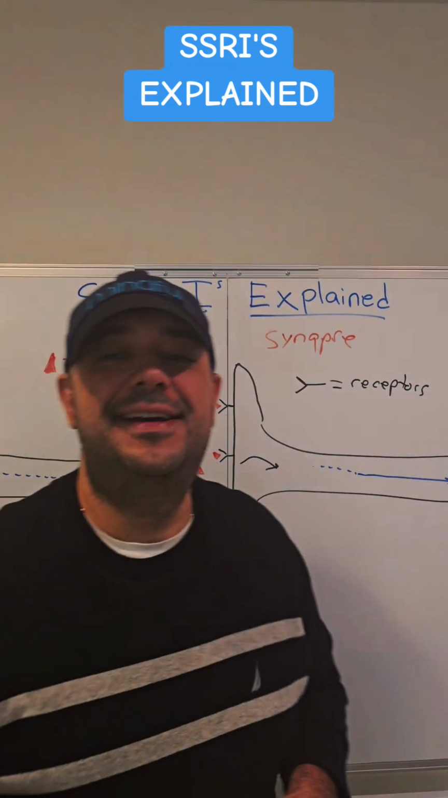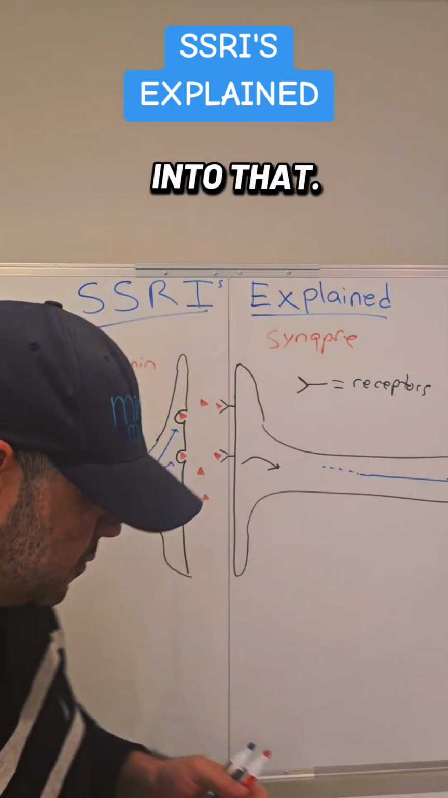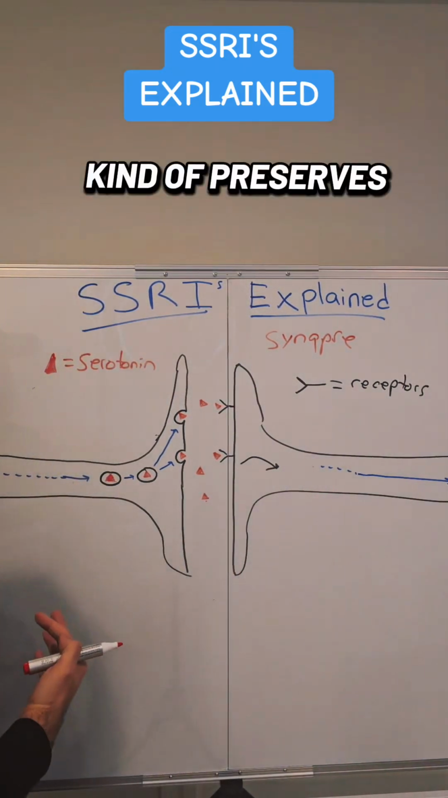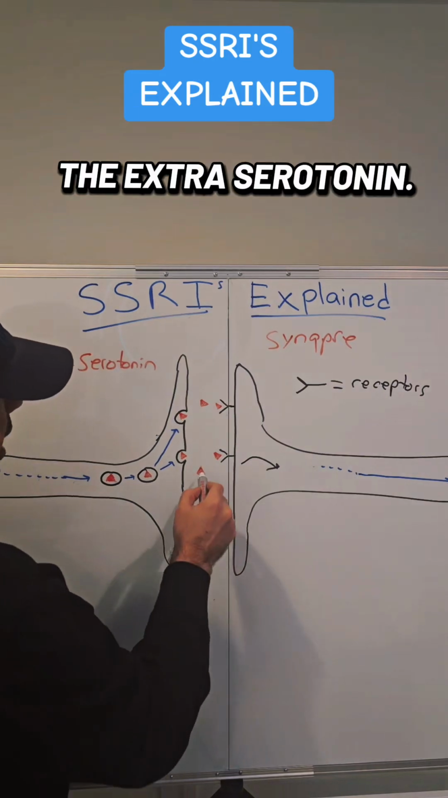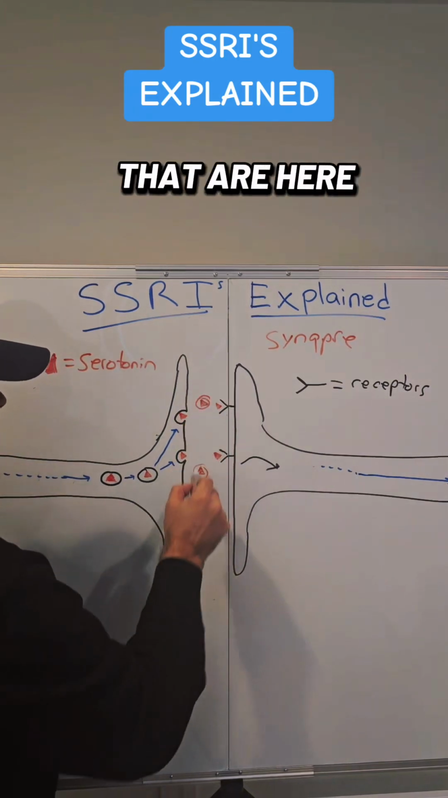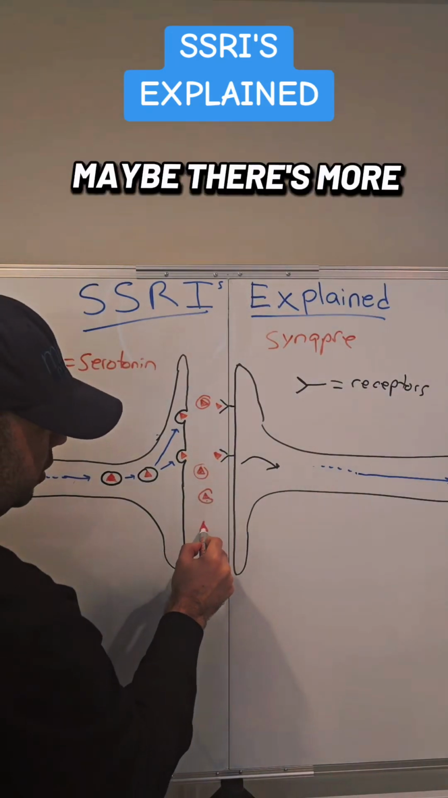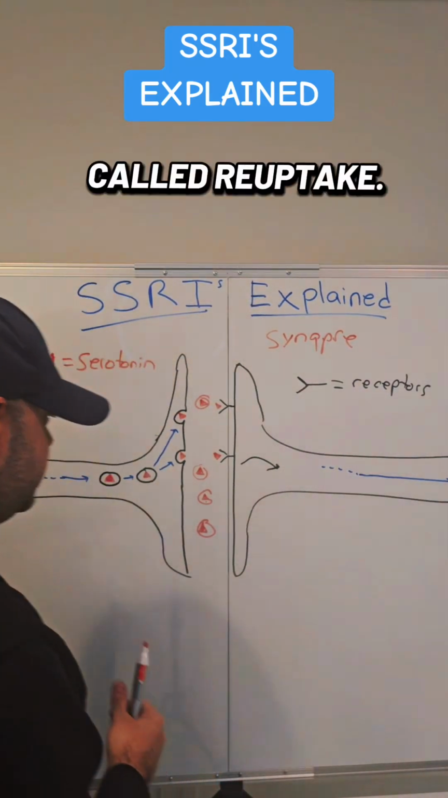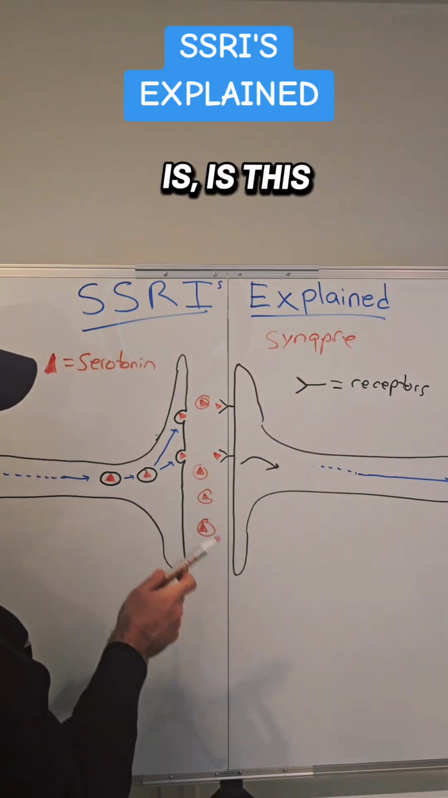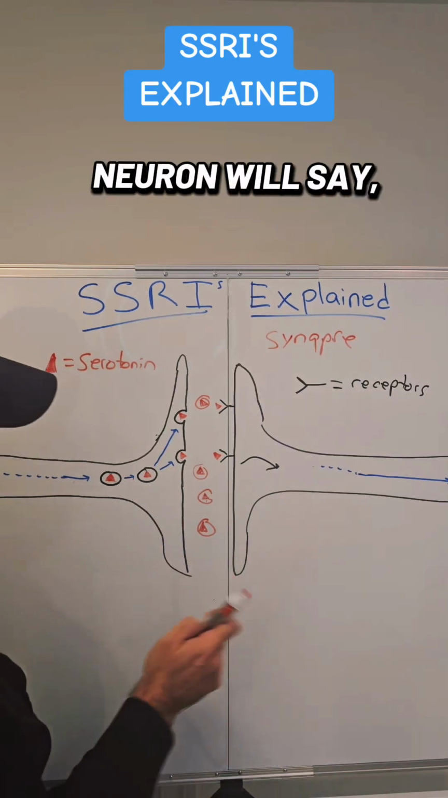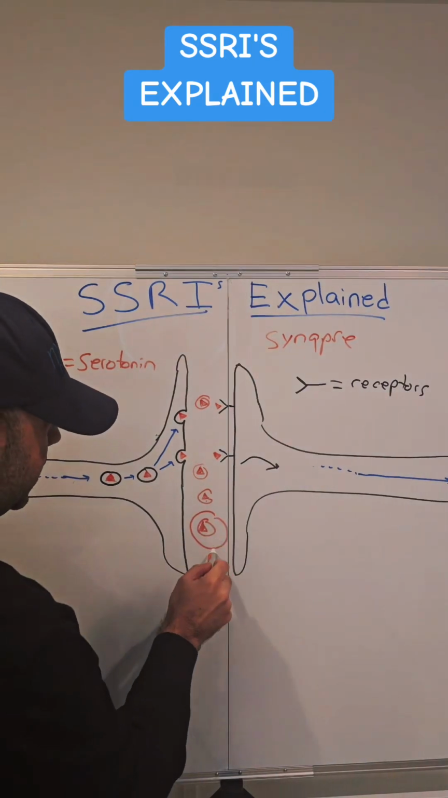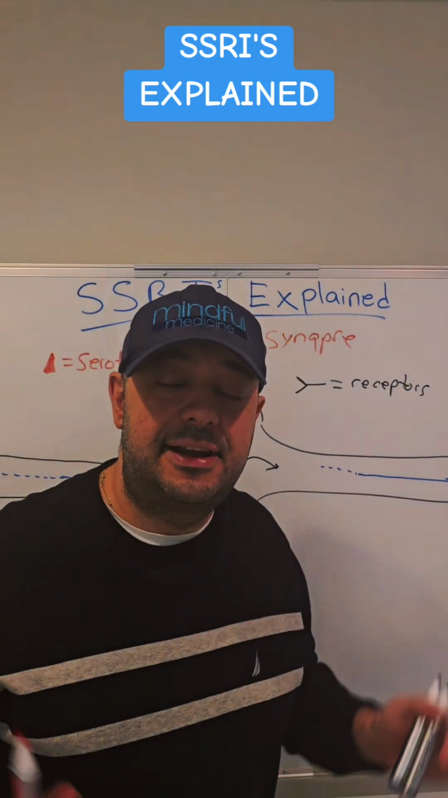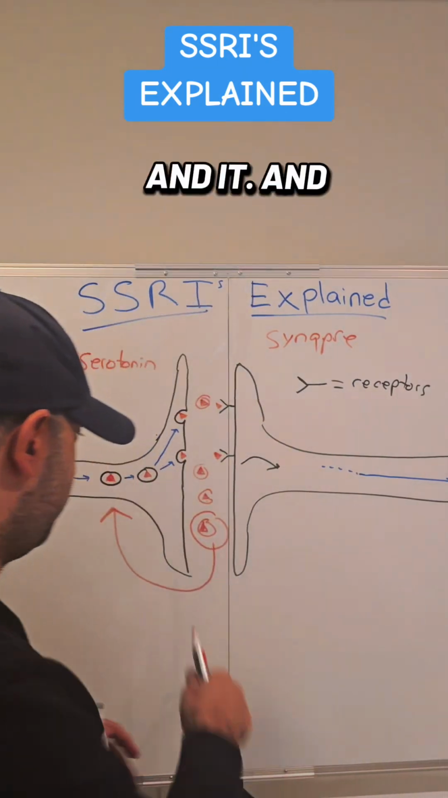Now, what is an SSRI? Let's get into that. There's a process called reuptake. This is really interesting because the neuron preserves the extra serotonin. All of these that are here in the synapse, floating around, maybe there's more of them, it doesn't go to waste. What reuptake is, this neuron will say, maybe I can reuse it. So it will take it and bring it back. I know, it's exciting. And it brings it back.